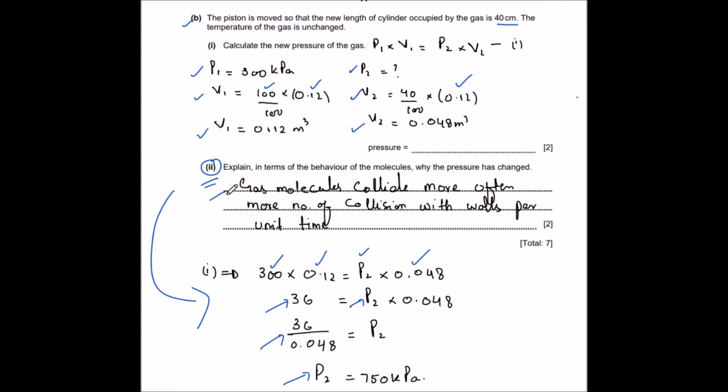So here you write: gas molecules collide more often, or more number of collisions with the walls of the container per unit time. That causes an increase in pressure.